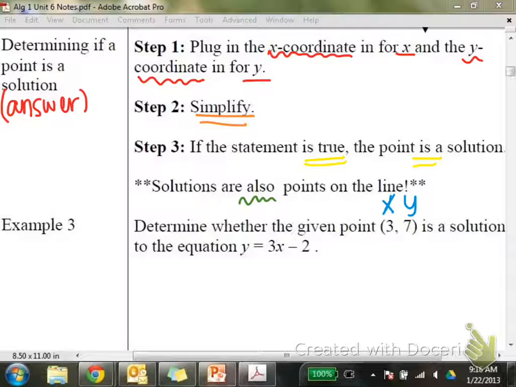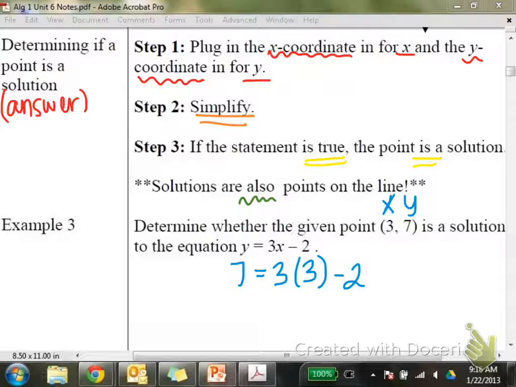So the equation is y equals 3x minus 2. What am I plugging in for y? 7. So this is going to be 7 equals 3 times x. X is 3, minus 2. Wait, is that how we figure out if it's a solution? Mm-hmm.